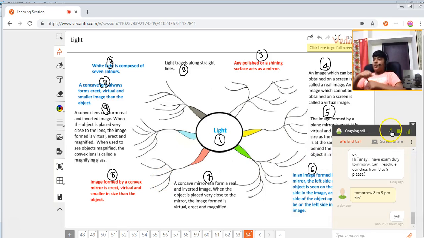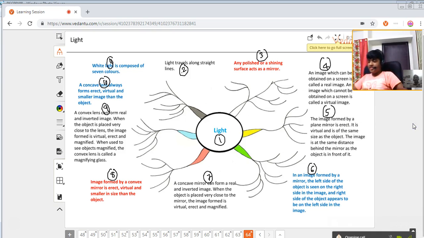So basically, today our question is, what is light? To answer that question, light is a source of energy that helps us see around us. And the speed of light is 3 into 10 to the power of 8 miles per second. Next, we move on to the properties of light.